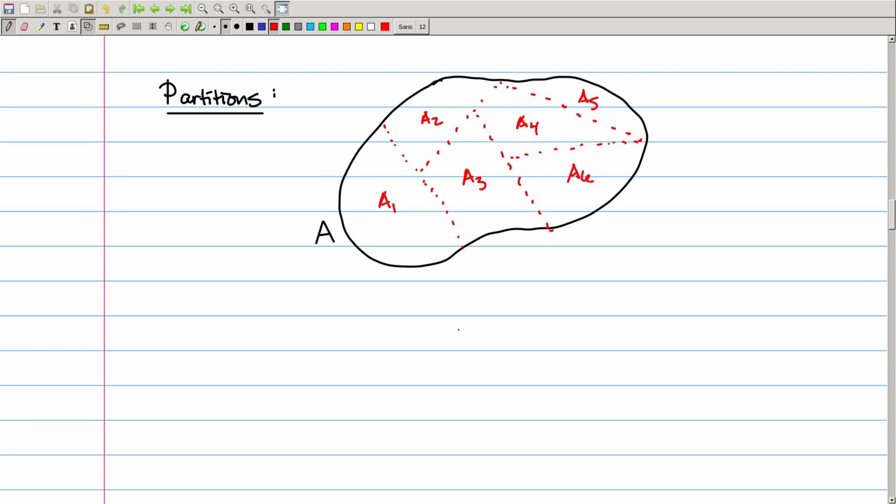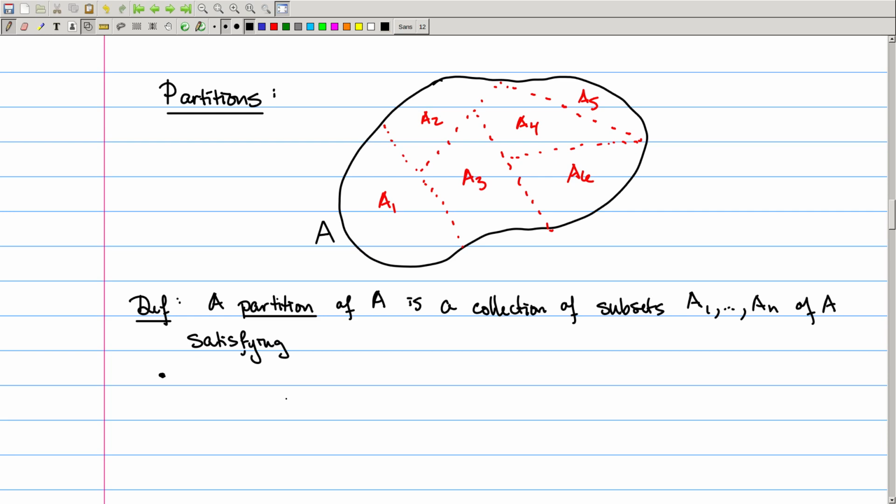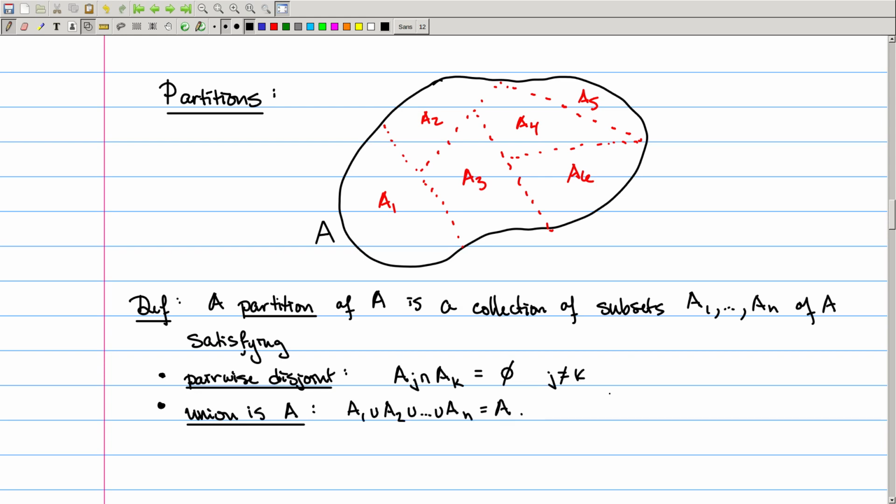And as we can see from the picture here in the partition, all these different subsets are disjoint. They have no overlaps. And their union is the whole thing. I haven't thrown any parts of my set away. So the definition of a partition is just going to capture those two properties. A partition of A is a collection of subsets A1 through AN of A, satisfying two properties. They're pairwise disjoint: the intersection of AJ with AK is the empty set for J not equal to K, and their union is A. A1 union A2 union all the way through AN, they all add up to A. So that's what a partition is.